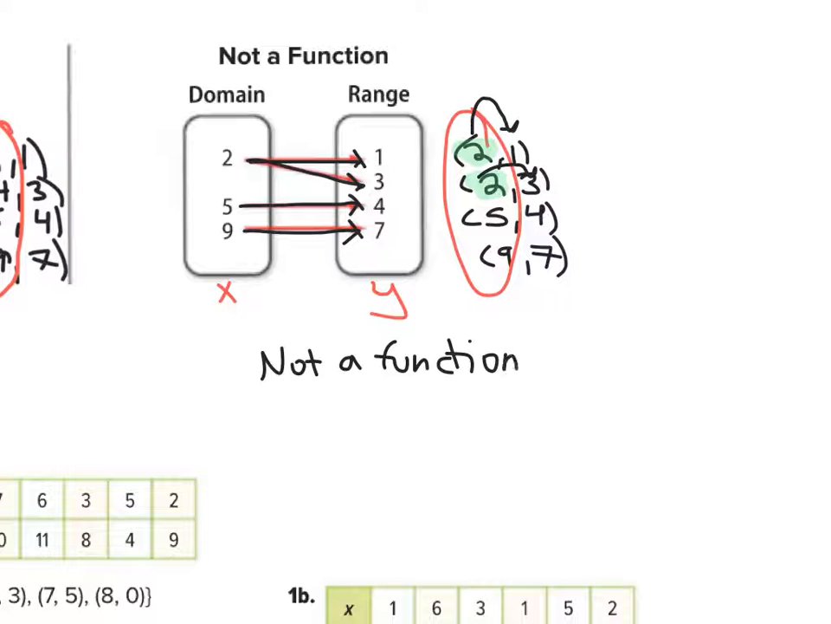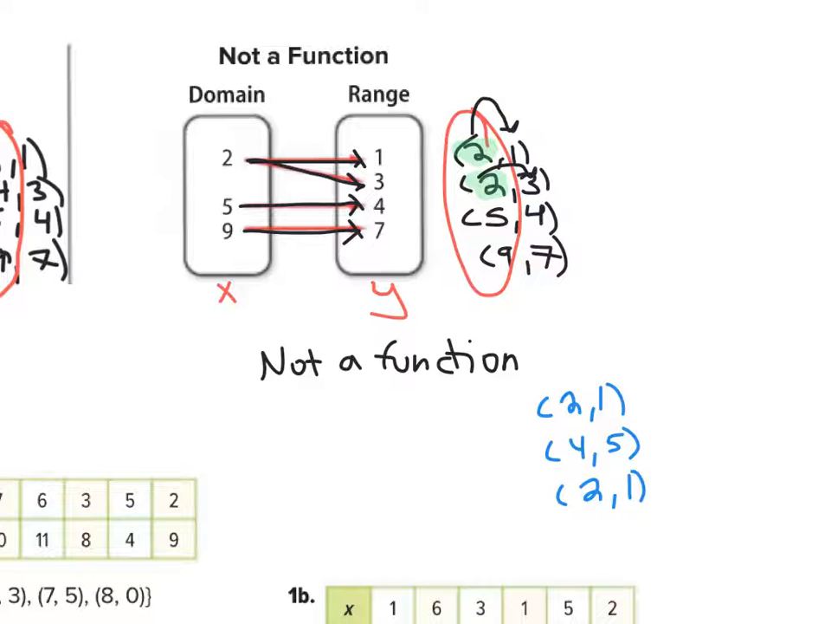Okay, so I have two of the same x, two of the same domain, and they go to different y's. Now let me throw a quick scenario at you. Say, and I'm just making this up, say I had (2, 1), (4, 5), and again (2, 1).